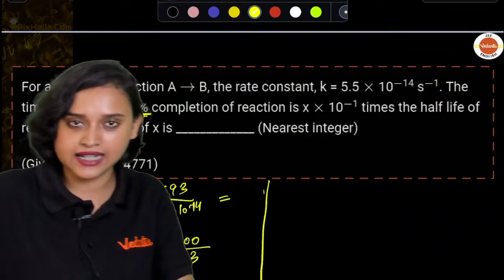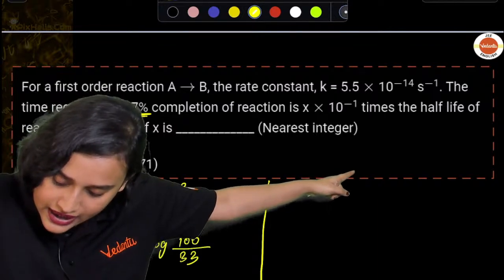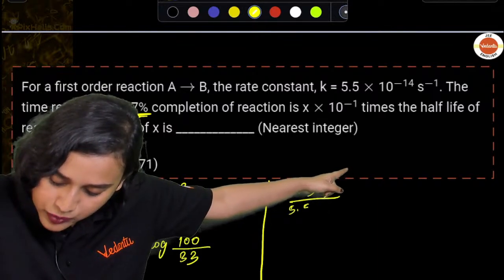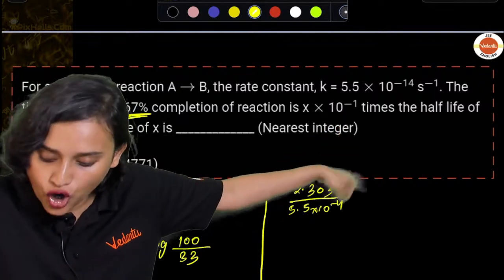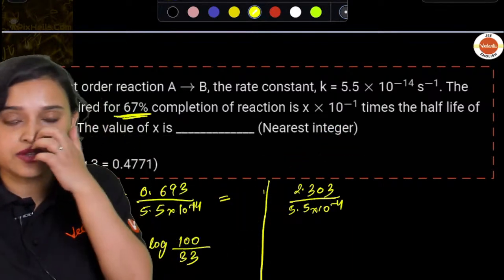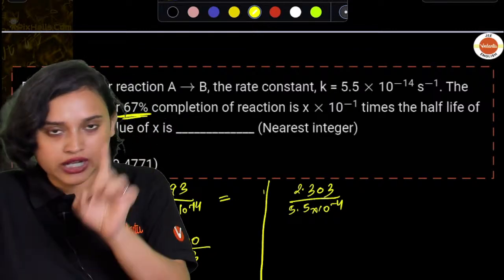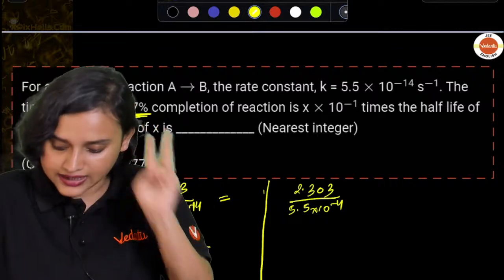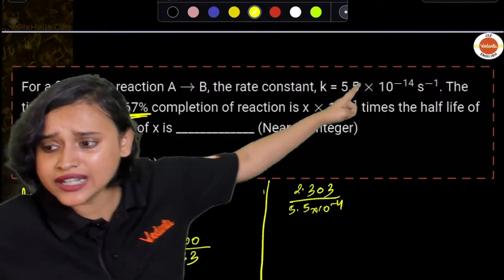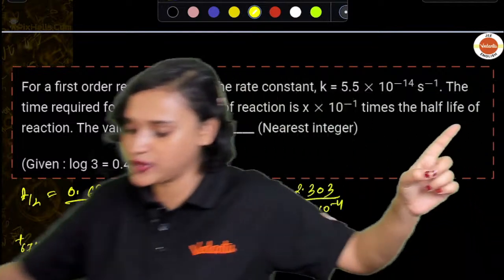Let us go this side. Now see what will happen is, 2.303 divided by 5.5 into 10 to the power minus 14, and log 100 divided by 33 will be how much? 100 divided by 33, 25 into 4 is 100. That means that 3, isn't it? And log 3 value is given to you in the question. So that means it will be log 3.